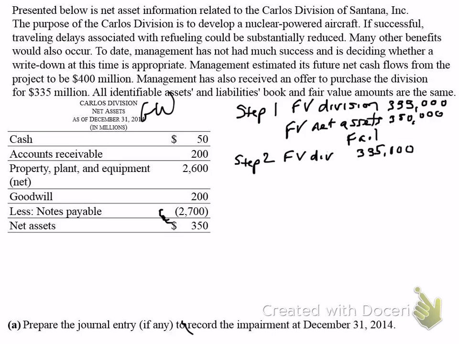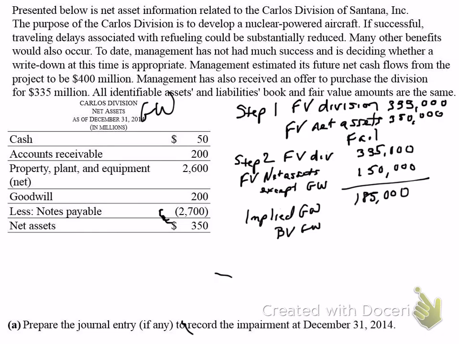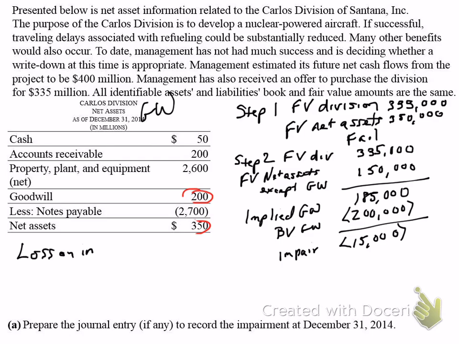So the fair value of the division is $335,000. Fair value of the net assets, except for goodwill, is $150,000, and I got that by taking the $350,000, subtracting the $200,000 of goodwill. That implies goodwill of $185,000. Our book value of goodwill is $200,000, so we need to impair it by $15,000. So we're going to debit loss on impairment for $15,000, credit goodwill for $15,000.